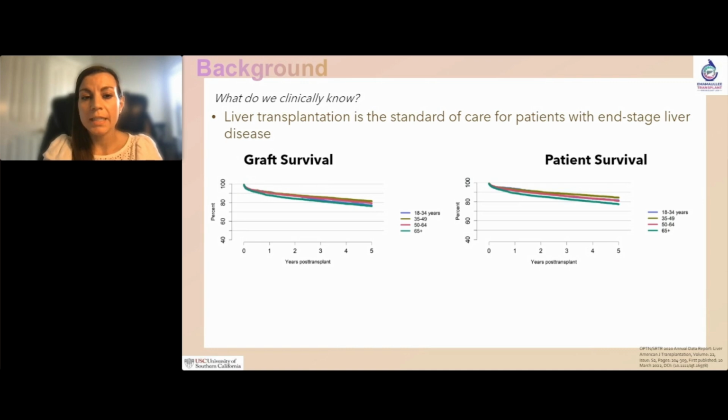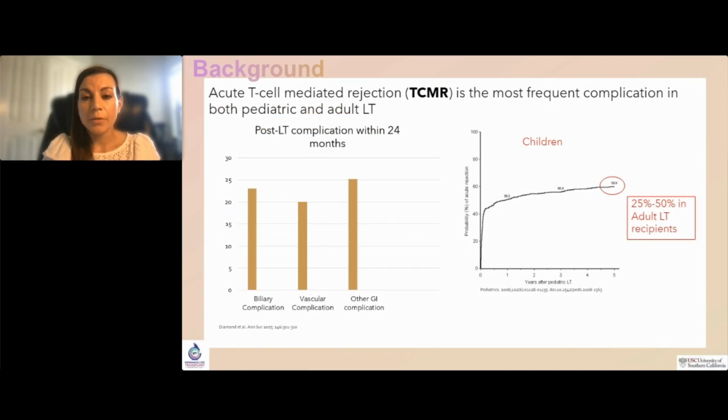Liver transplantation is the standard of care for patients with end-stage liver disease, and today we have reached excellent outcomes for graft and patient survival. However, acute T-cell mediated rejection remains the most frequent complication in both pediatric and adult liver transplant recipients. You can see here that children can experience acute rejection in up to 60% of cases at 5 years post-transplant, and in the adult population, this can reach 50%.